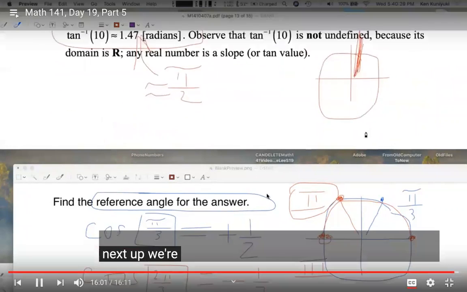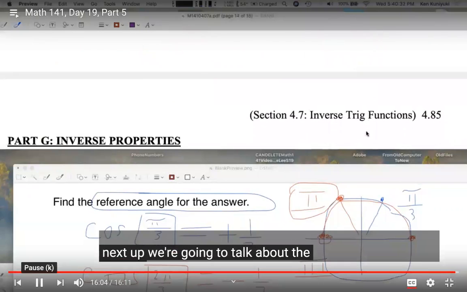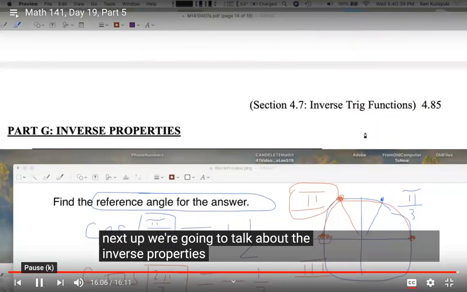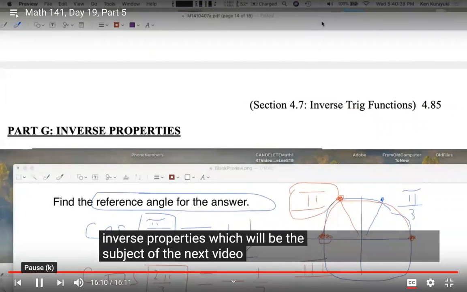Next up, we're going to talk about the inverse properties, which will be the subject of the next video. Okay, so we've been talking about evaluating. Next, we're going to talk about when these things undo each other. This might be kind of confusing, so feel free to ask questions in chat. Any questions? All right.